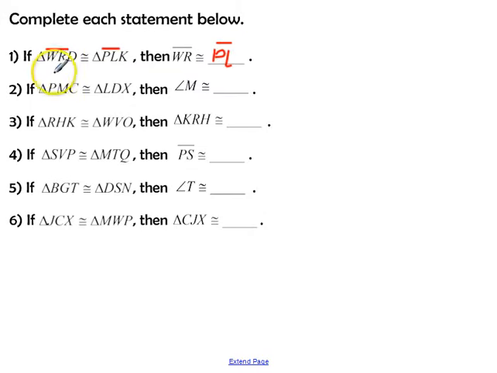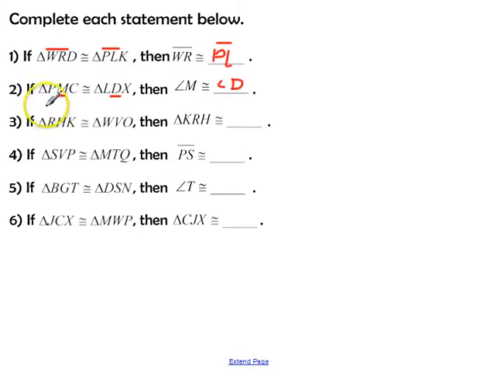In the second one, again, we have a congruent statement. Triangle PMC is congruent to triangle LDX. Then it says angle M is going to be congruent to which angle? So angle M is the second vertex, the second angle. So we're going to go with the second one, the corresponding one, angle D.